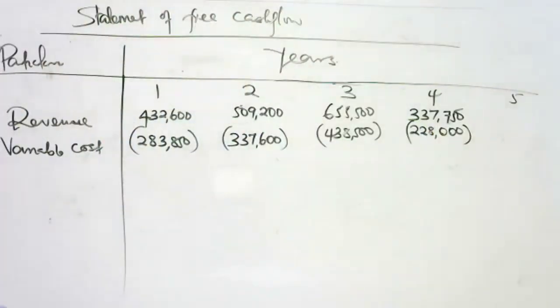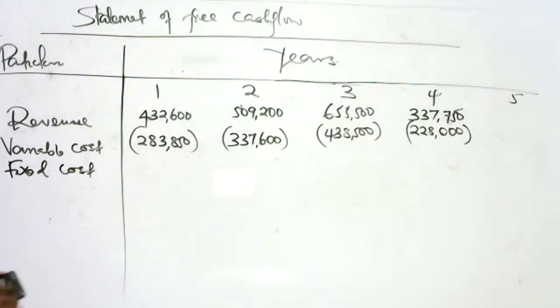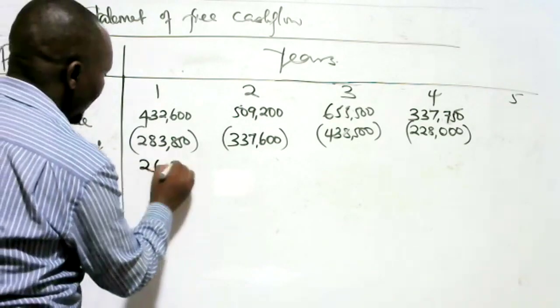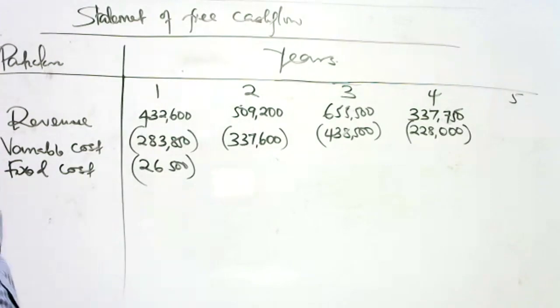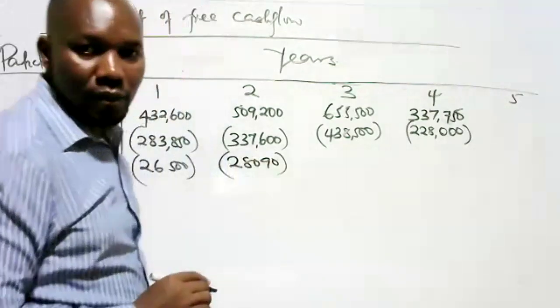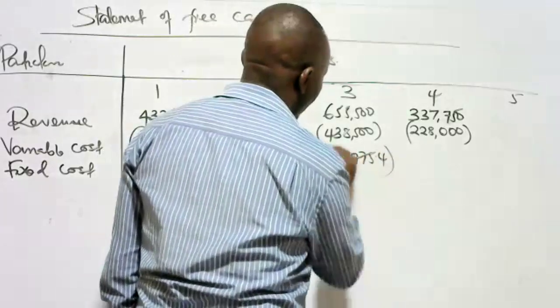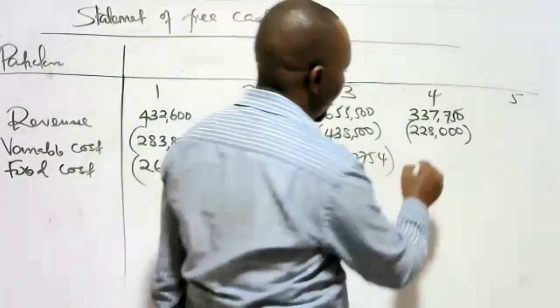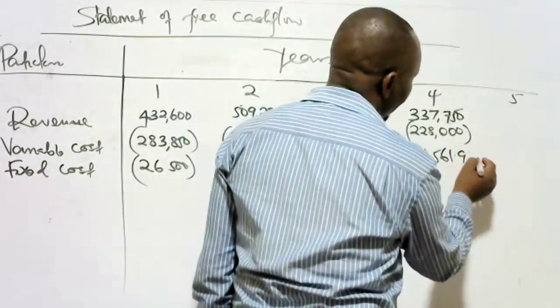Can you confirm that year 1 and 2 are okay? Fixed cost, this one we can pick directly, as we recalculated. So it was 26,500, 28,090, 29,775.4, 31,561.92.